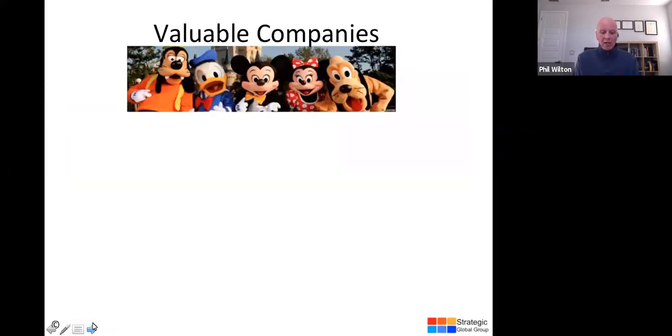So let's have a look at a couple of valuable companies. Value doesn't necessarily mean the dollar value of the company, but it's about: can you innovate your product so that you can get more from your product, or can you innovate and add to your products? So this is Walt Disney.